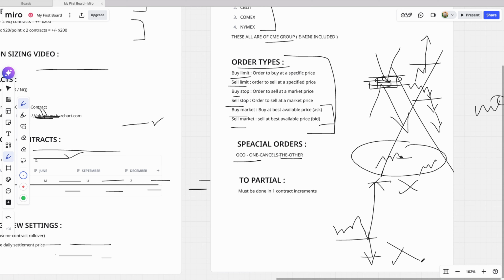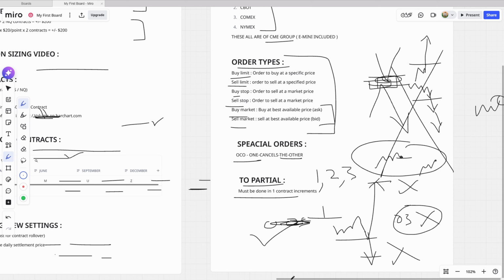Now, another common question I get is about partials. This is especially common for traders coming from Forex. In Forex, you can partial very easily. You can close 0.25 lots, 0.13 lots, whatever you want. It's very flexible. In futures, it works differently. You trade in whole contracts. There are no decimals. So if you are long 2 contracts and want to partial, you have to close 1 full contract. That's 50% of your position.